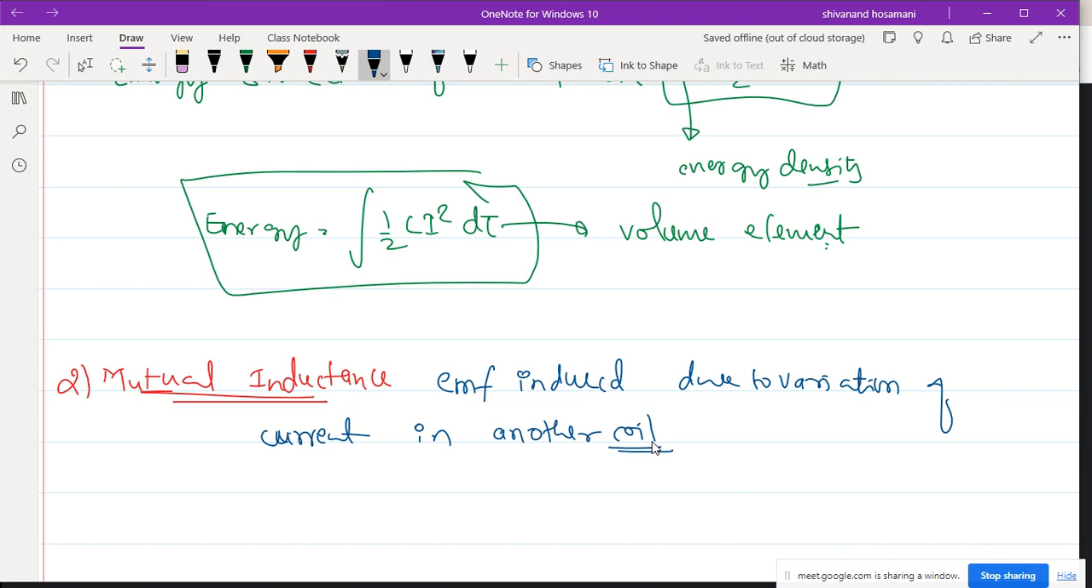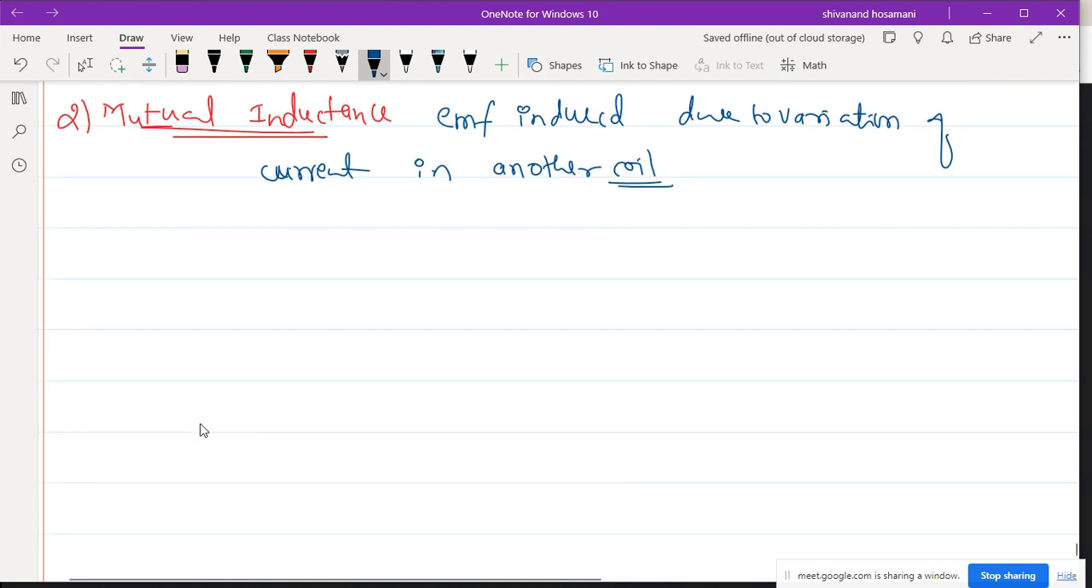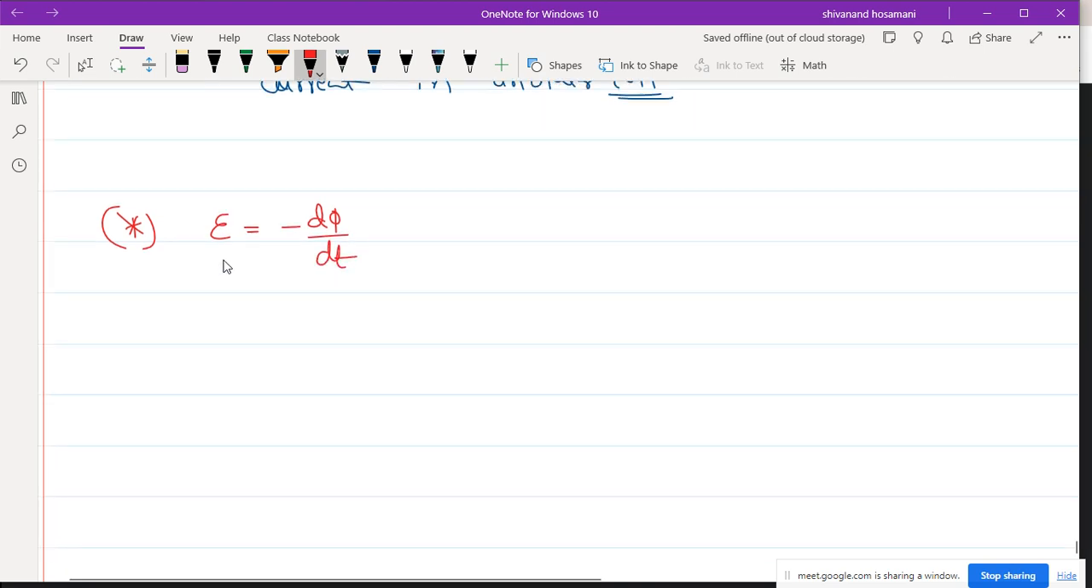Moreover, we got that induced EMF due to the variable magnetic field is given by one of the equations, EMF is equal to minus d phi by dt. Correct? EMF is nothing but a voltage or electric potential. What is the relation between EMF and electric field? EMF is equal to minus integral of E vector dot dr.